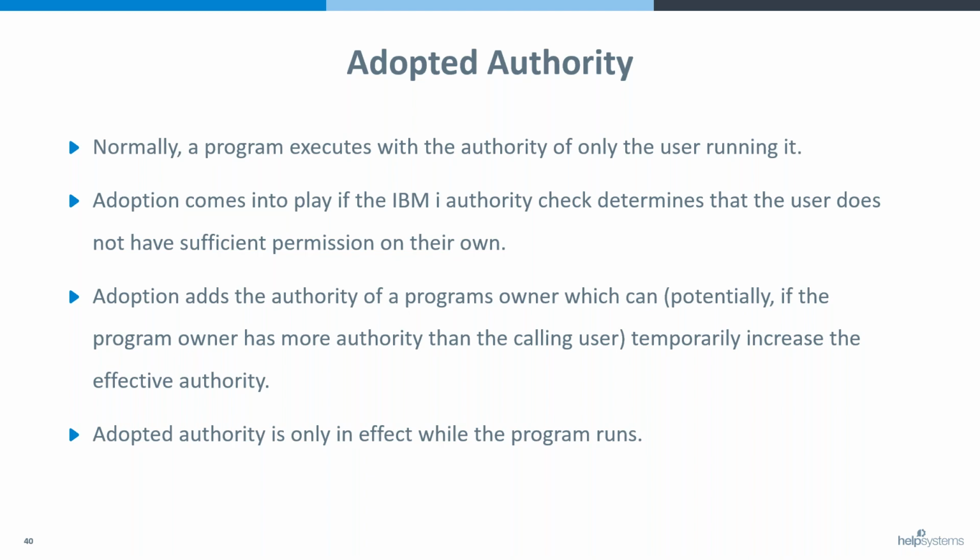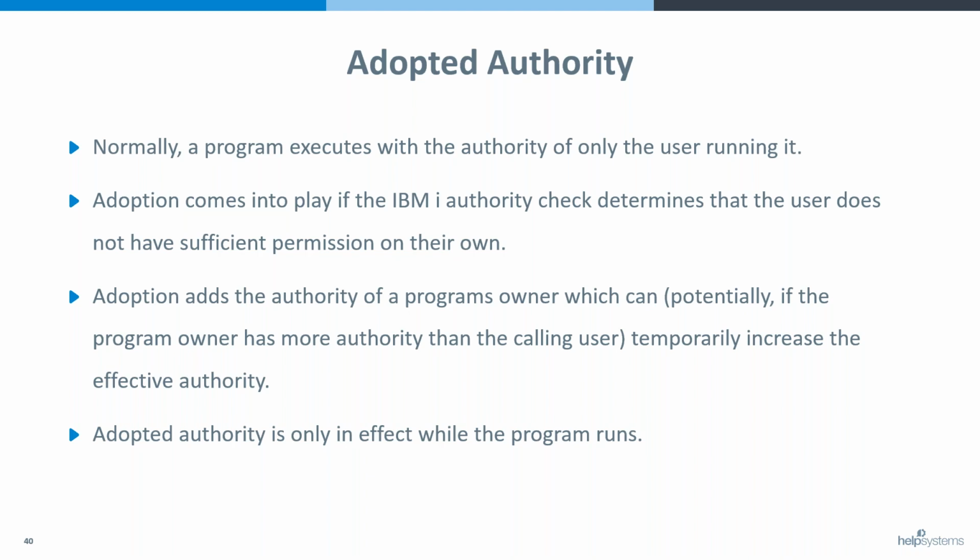As I mentioned earlier, when we go through that authority check, if we get to the bottom and public says, nope, you can't do this, then adoption will give us that last chance because it will come into play if the authority checking algorithm determines that the user in fact does not have the appropriate permission on their own profile. The adoption then will look at who owns the program that I'm running, and it will increase my permission based on the authority of that program's owner. Now, if the program's owner has the same or less permission than me, the net effect is nothing will really change and I will get an authority failure.